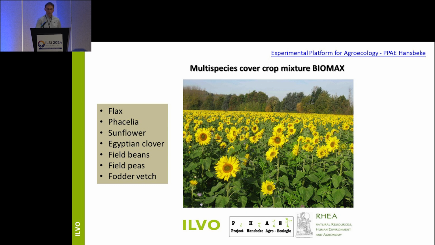This biomax cover crop can be terminated when you use a roller crimper in front of the tractor. Afterwards, you have a direct seeding of a new cereal crop. So this is really minimizing soil tillage and non-incorporation of plant residues.